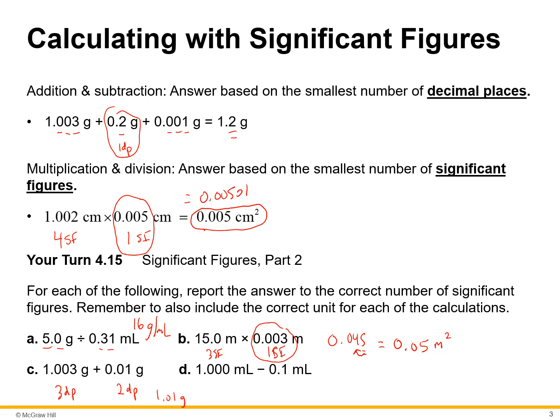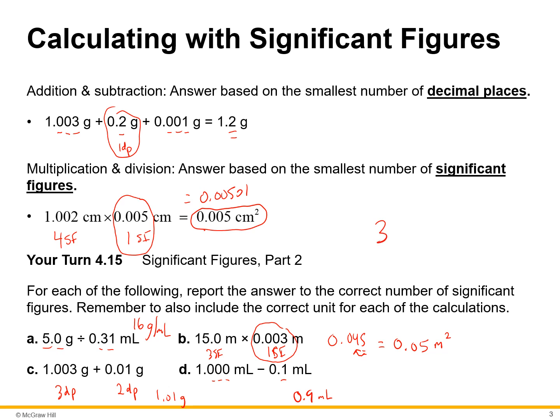grams. And for the last one, again, we're adding and subtracting, 3 decimal places and 1 decimal place. This comes out to 0.9 milliliters. And I'll let you try this one.